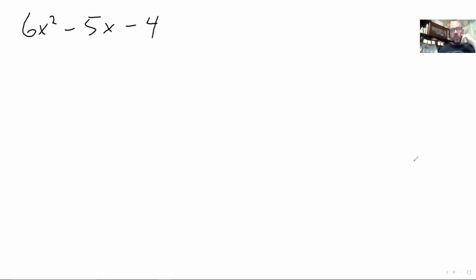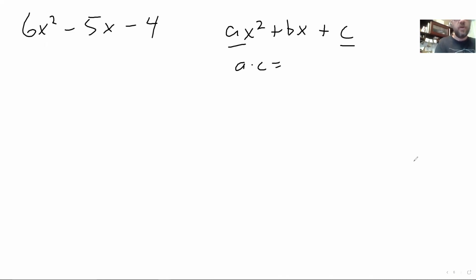The thing I want to show you is called the AC method. It's called the AC method for the following reason. I'm thinking of this polynomial as ax squared plus bx plus c. And so the AC is a and c. It's those guys. And so what I'm going to do is I'm going to do a times c. So in this case, a times c equals, well, here I've got a is 6 and c is -4. So AC equals -24.